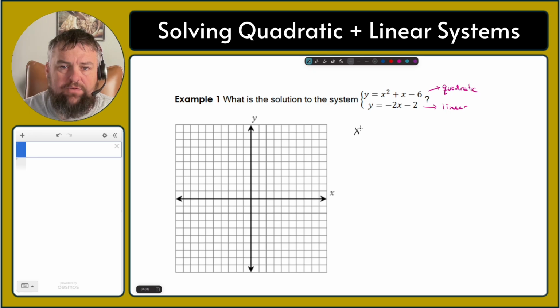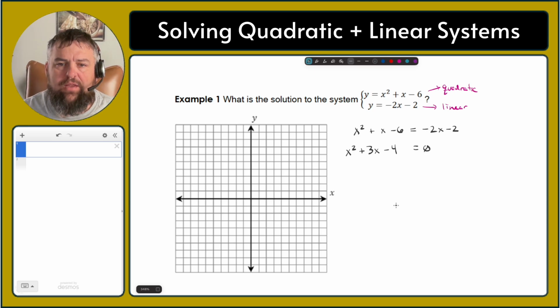So I'm going to take x squared plus x minus 6 and set it equal to negative 2x minus 2. Now I'm going to combine so that I get equals 0 on one side. The 2x is going to come over, so we get x squared plus 3x. Add the 2 over, we get minus 4. Through factoring, I would be able to get x plus 4 times x minus 1 equals 0. And that's going to give me the two solutions for x: 1 and negative 4.